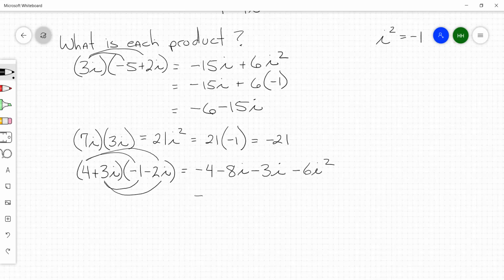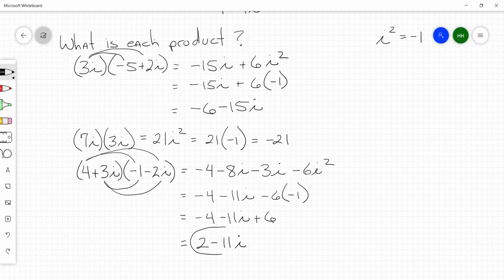So we get 4 minus 5i minus 6i squared. Now this -6 times this -1 becomes +6. So when we're all said and done, we got 4 plus 6, which is 10 minus 5i. So there's your product.